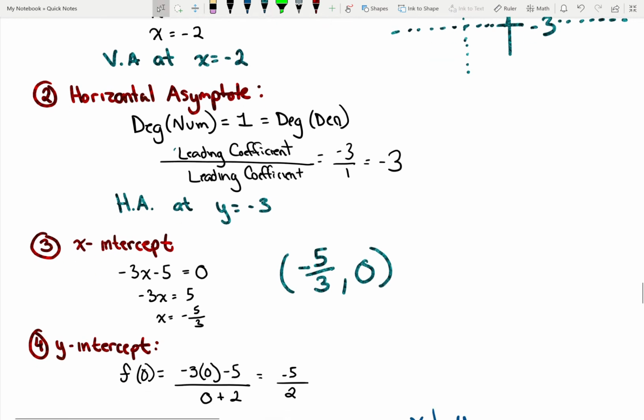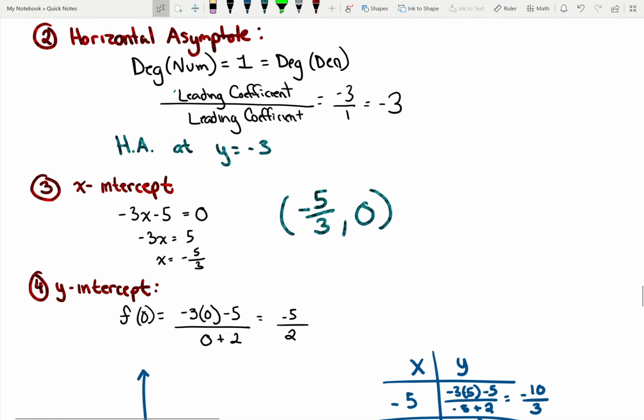And same thing for my y-intercept. How do I find my y-intercept? I plug in 0 for all my x's and I get minus 5 over 2. This means that when x is 0, remember I plugged in 0 for x, my y is minus 5 over 2. So that means this point also exists on my graph somewhere.